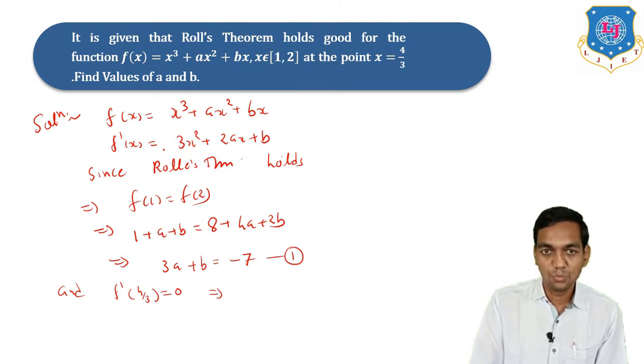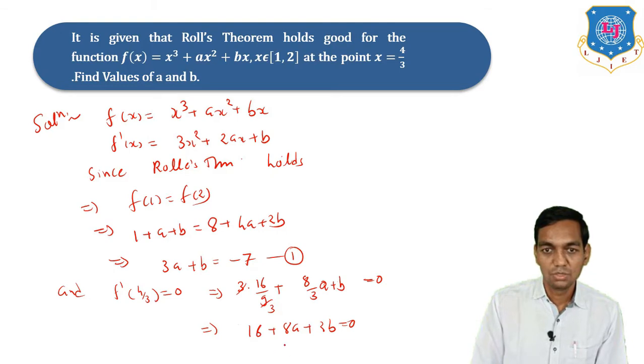So in f dash we are going to put the value 4 by 3. So 3 into (4 by 3) whole square, that is 16 by 9, plus 2 into 4 by 3, that is 8 by 3 x, 8 by 3 a plus b is equal to 0, and that will give you, multiply the equation by 3, that will give you 16 plus 8a plus 3b is equal to 0. So 8a plus 3b is equal to minus 16. This is equation number 2.